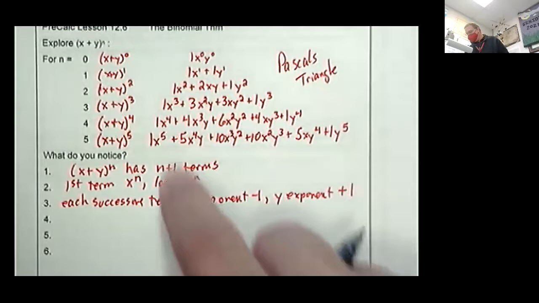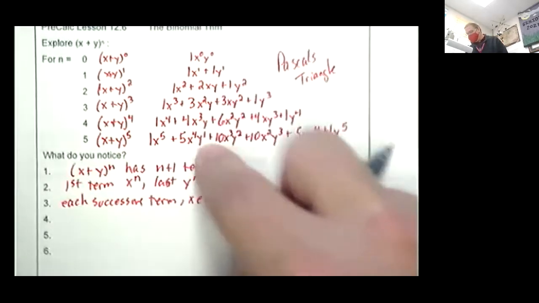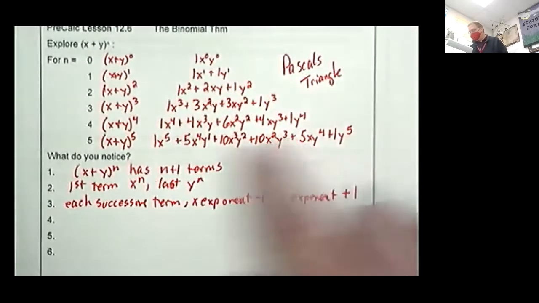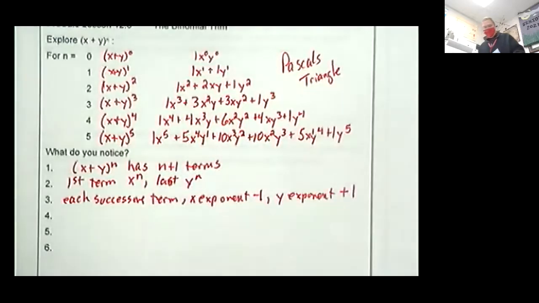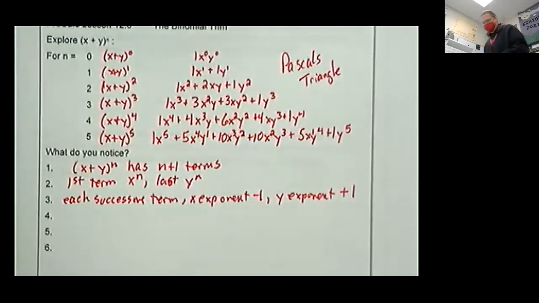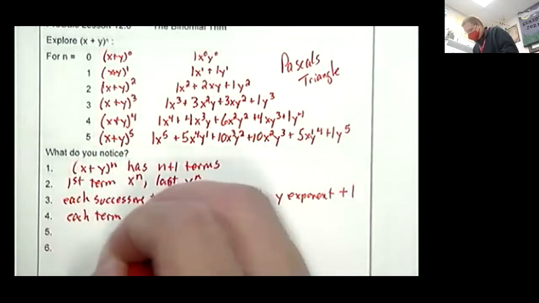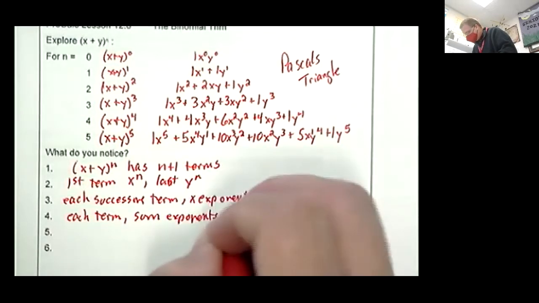What else do we know? Let's look at x plus y to the 5th. If we look at all of the variables' exponents, what happens? X to the 5th, that's 5. 4 plus 1, for the exponents, that's 5. 3 plus 2, that's 5. 2 plus 3, that's 5. 1 plus 4, that's 5. So the addition of the exponents is always the same as n. So in each term, the sum of the exponents is equal to n.